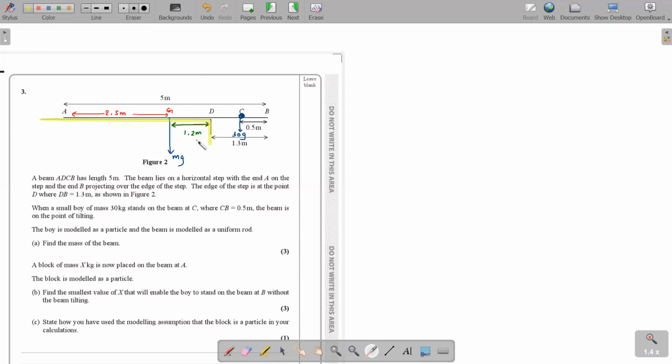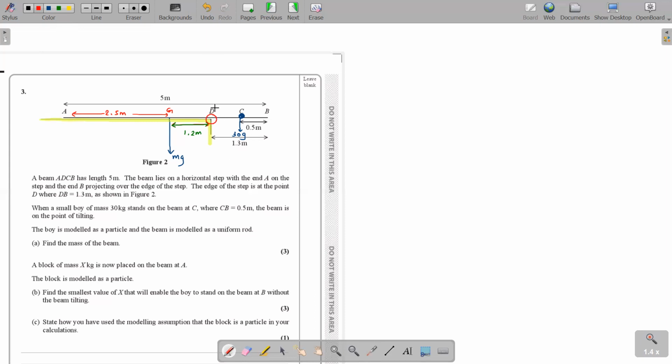So that's the thing you need to realize here. When the boy is standing at the point, the beam is on the point of tilting, so you need to realize that if it's tilting, it has to tilt around D. This is the main point. Whenever they say that it's tilting, remember we take moments, and we need to take moments around the point where the actual tilting is going to happen. So take moments around that point D where the tilting is happening.